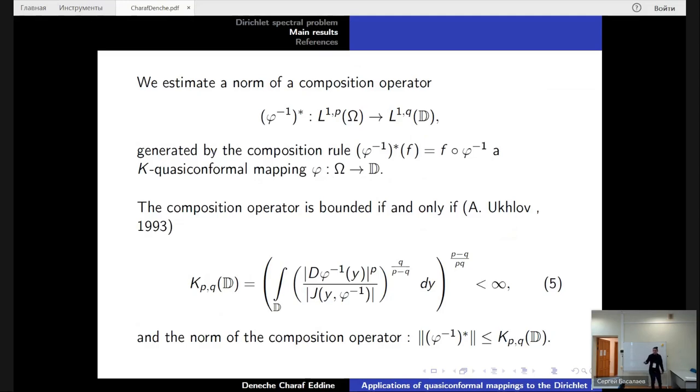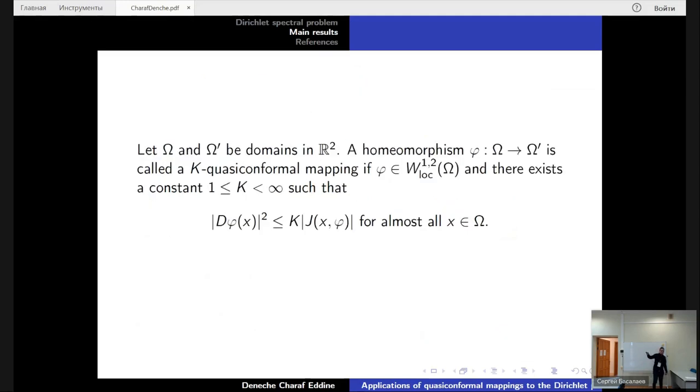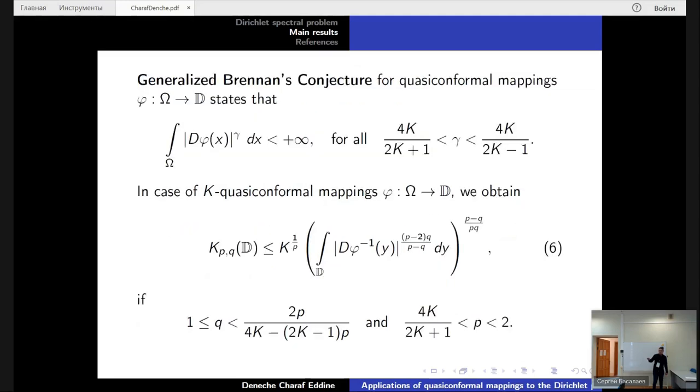To prove the boundedness of this constant k, we need the notion of quasi-conformal mappings and also the notion of generalized Brennan's conjecture. The generalized Brennan's conjecture for a quasi-conformal mapping phi from omega to the disk states that this integral is finite for all gamma in this interval. In the case of quasi-conformal mappings phi from omega to the disk, we obtain this estimate if p is in this interval and q is in this interval.